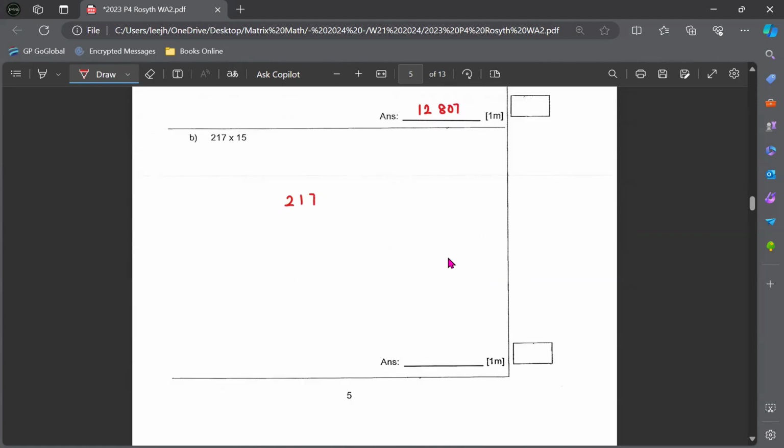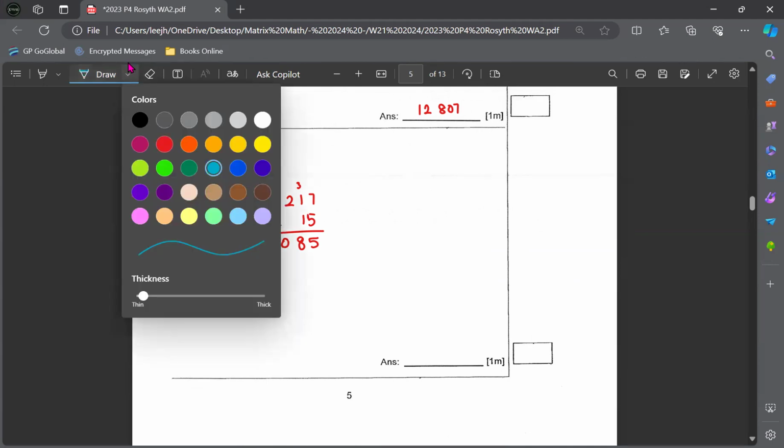Question B is 2-digit multiplication. 217 times 15. First, we take those three numbers times 5 first, okay? So 7 times 5, 35. 1 times 5, 5. 5 plus 3, 8. 2 times 5, 10. You're done, right, with this?